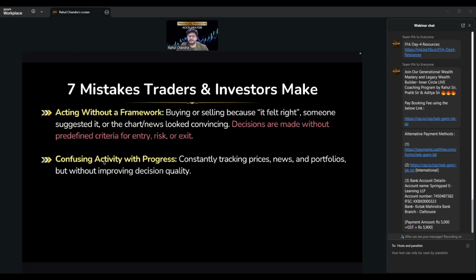The other thing is confusing activity with progress. You will see somebody checking their portfolio multiple times a day, talking about the stocks all the time. They feel that if they're constantly tracking prices, news, and portfolios, and always active, that makes it quality. That doesn't really mean that you're progressing, and people usually confuse that.